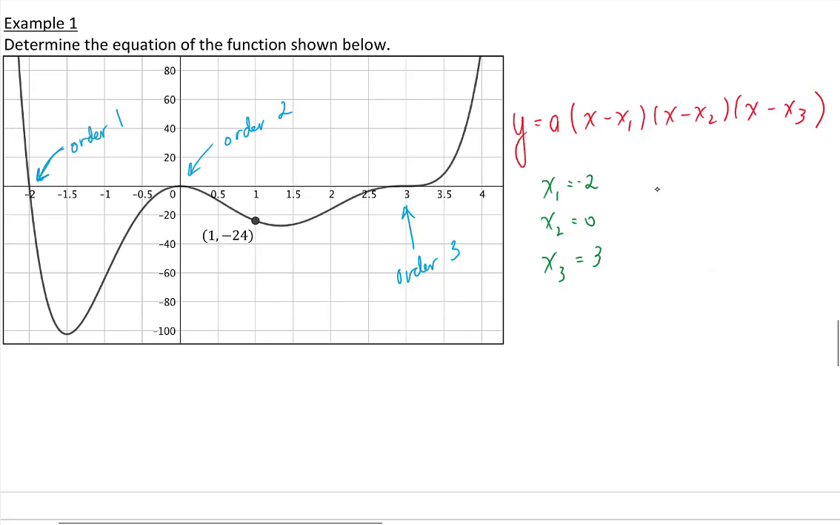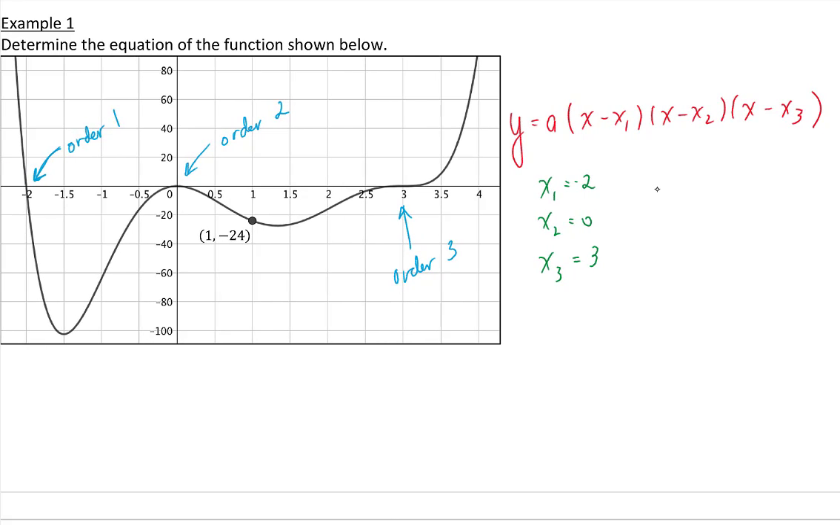We also have to state the order in each of these. So the order for the first one is 1, the second one happens to be 2, and the third one is 3. So those are the exponents we need to put into our factored form. So next step is to sub in our zeros.